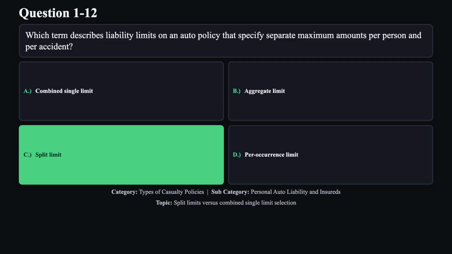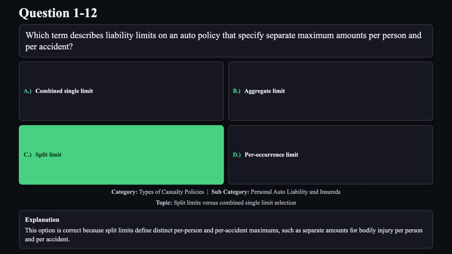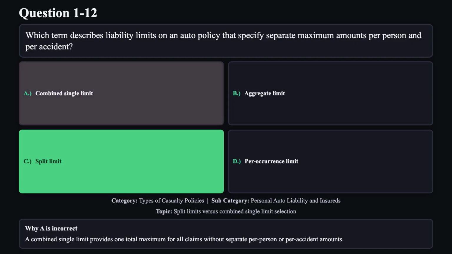The correct answer is C. This option is correct because split limits define distinct per person and per accident maximums, such as separate amounts for bodily injury per person and per accident. Reason A is not correct. A combined single limit provides one total maximum for all claims without separate per person or per accident amounts.